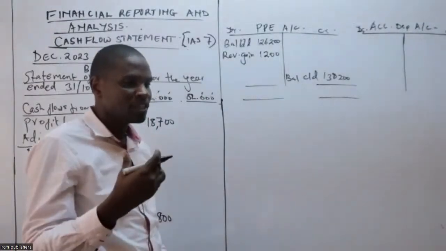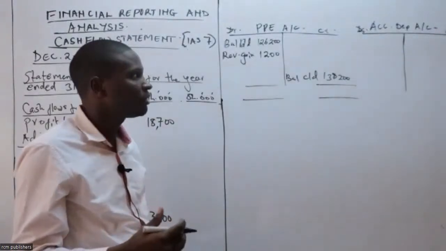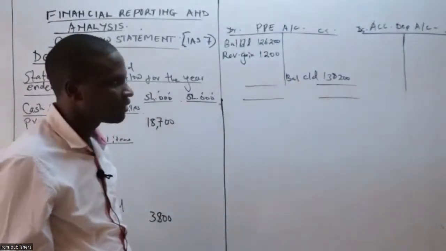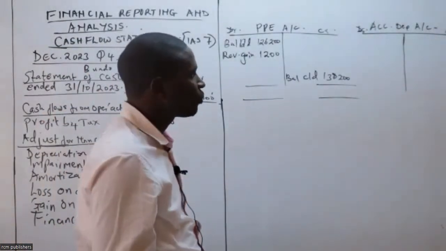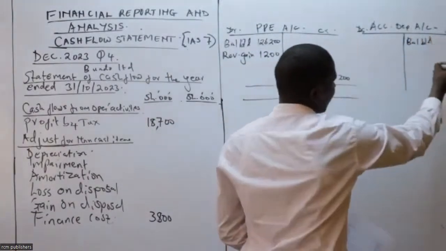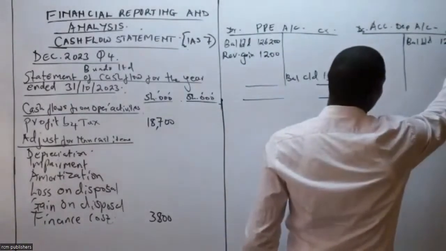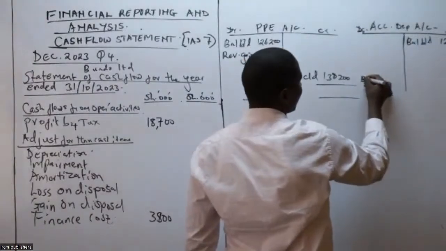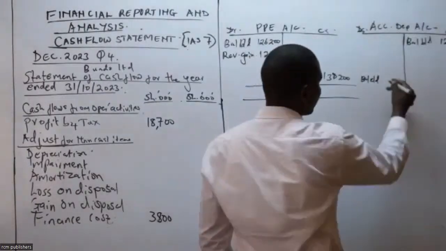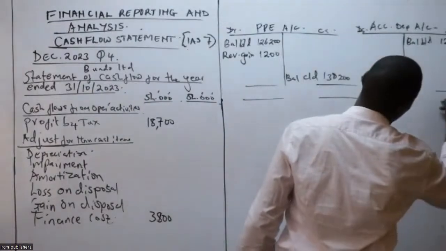Is accumulated depreciation an asset or a liability? Of course, it will be having a credit balance. So the balance brought down, you can see, is 12,600. And then we have the balance carried down of how much? 19,800. Then I can have my figures there.